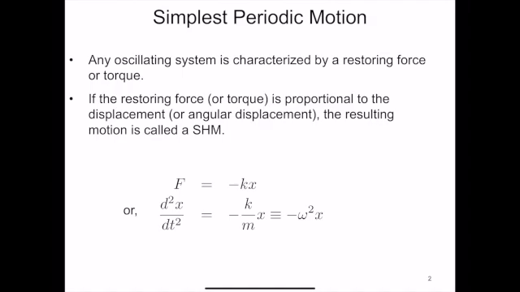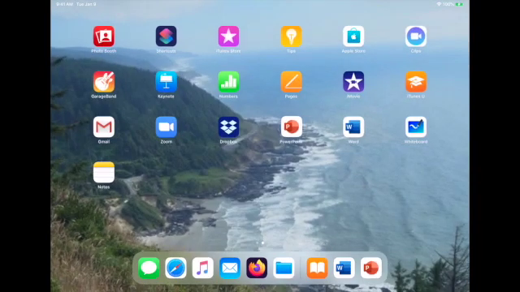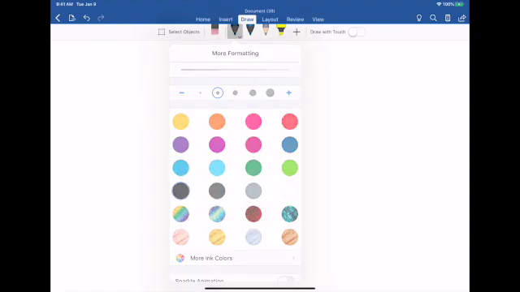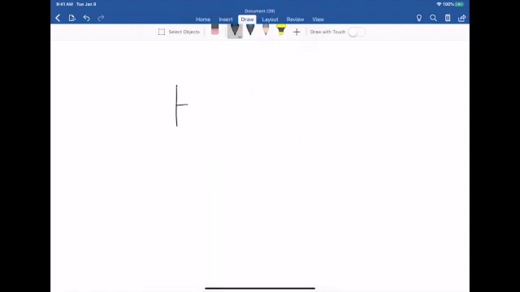Well, any kind of oscillating system is characterized by a restoring force or torque. Let me just give you an example of that. Let's take the simplest possible example of an oscillation, which is the spring mass system. Since that's one of the easiest systems, we are going to focus on that a lot in this chapter. The spring mass system consists of a spring which is connected to a mass, and the mass is sitting on an absolutely frictionless surface.